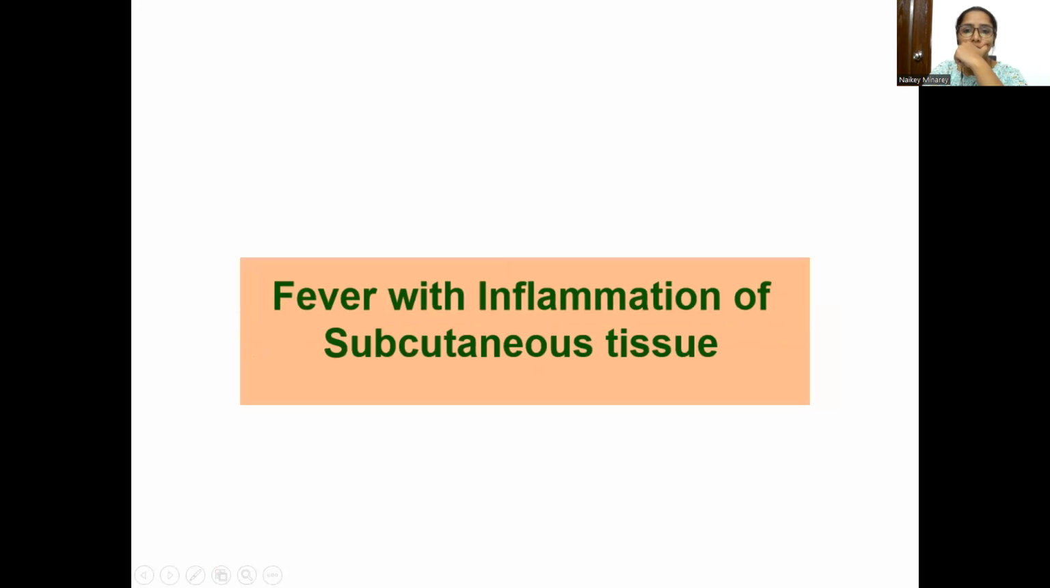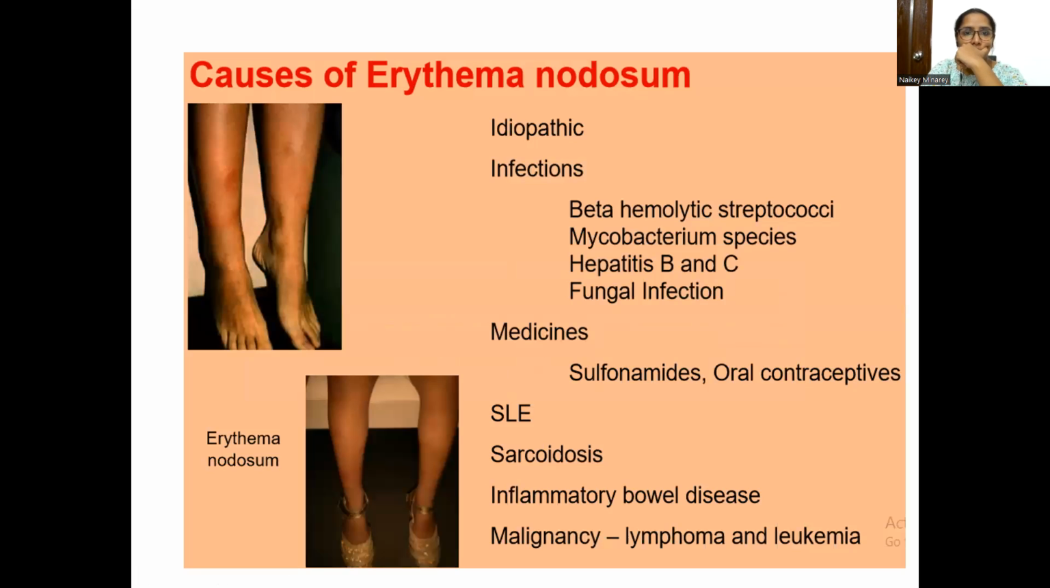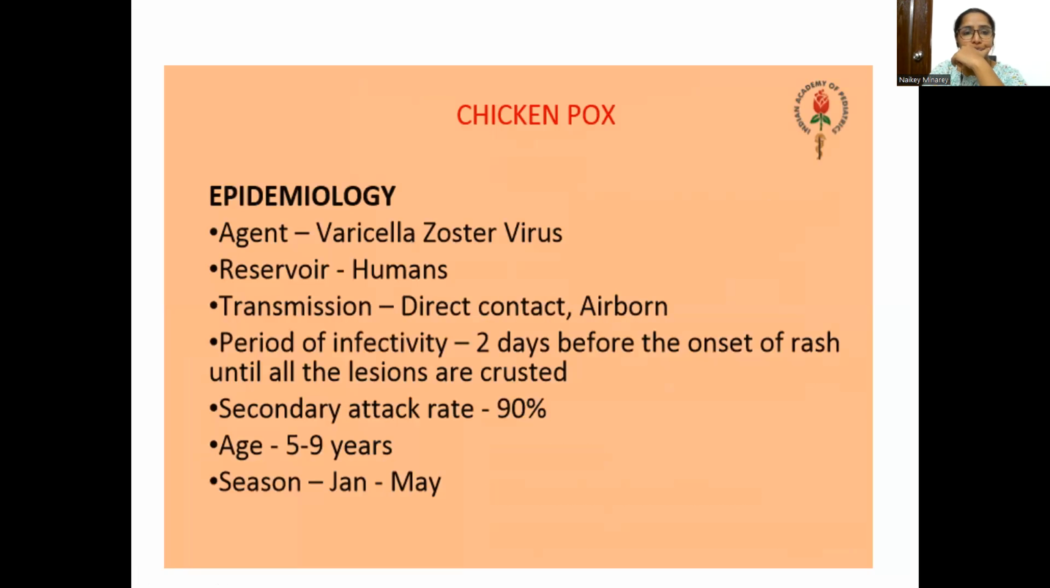Now coming to fever with inflammation of subcutaneous tissues. If infection or inflammation of the subcutaneous tissue occurs, it is called erythema nodosum. The causes can be idiopathic, infectious due to various bacteria or viruses, medicines, SLE, various connective tissue disorders, inflammatory bowel disease, and malignancy.